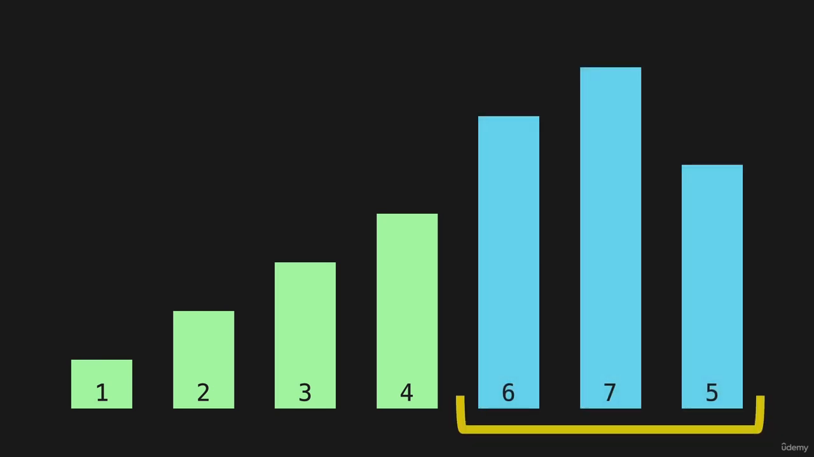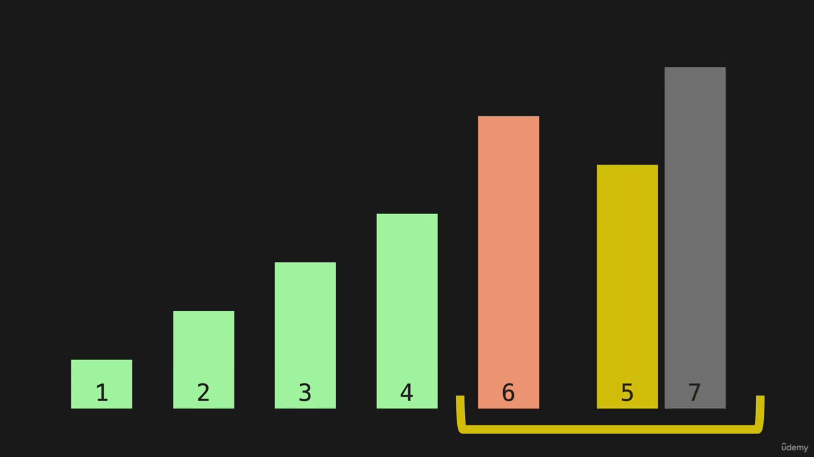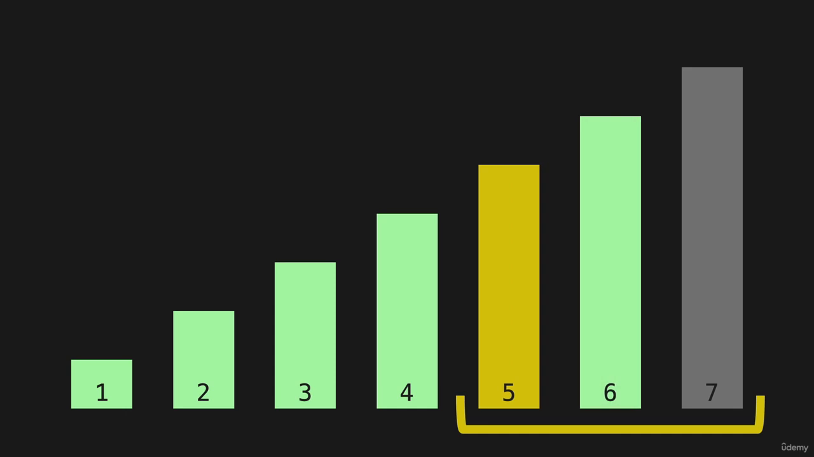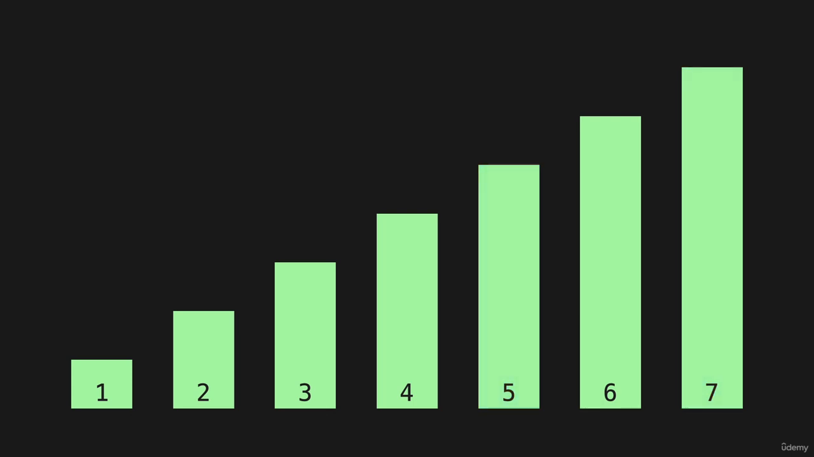Then we'll run Quicksort on this side. The pivot is going to be 6. 7 is greater. 5 is going to be less. We're going to swap these. And then we'll swap these. The 6 is sorted. We'll run Quicksort on these. And because there's only one item in each of these, we know these are sorted.